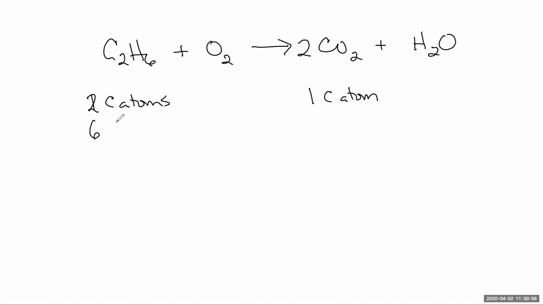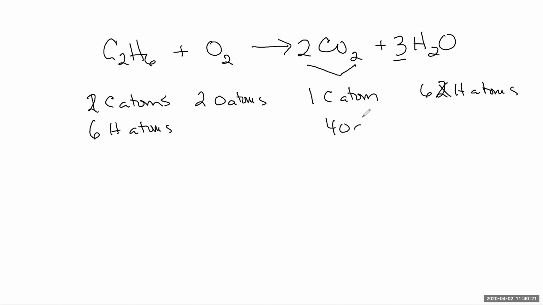I have 6 hydrogen atoms. And on this side right now, I only have 2 hydrogen atoms. So I'm going to put a coefficient of 3 in order to make this become 6. So now I have my carbons balanced and my hydrogens balanced. So let's try oxygens. On my reactant side right now, I have 2 oxygen atoms. On my product side over here, I have 4 oxygen atoms plus 3 oxygen atoms for a total of 7.